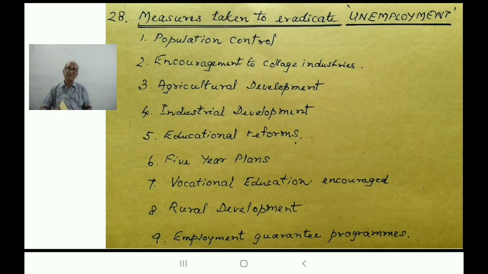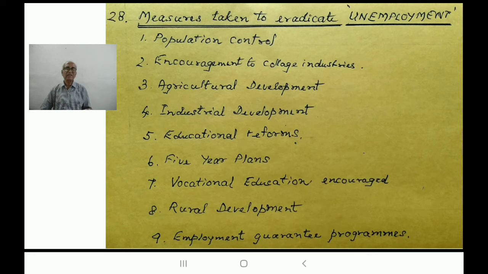Agricultural development, we have to improve our agriculture. Here in India, a farmer grows for himself plus another half a person. Whereas in the United States of America, he grows for himself plus another 10 people. That's why we say they are advanced.